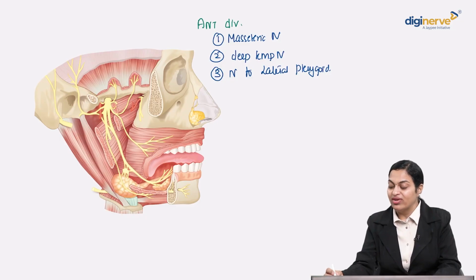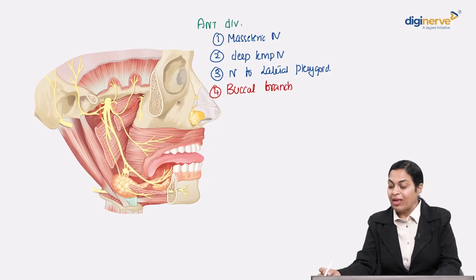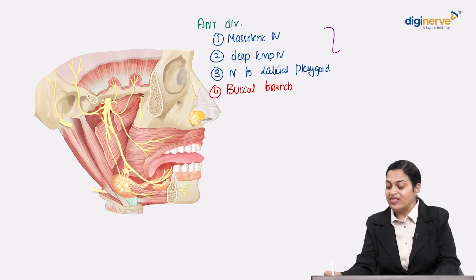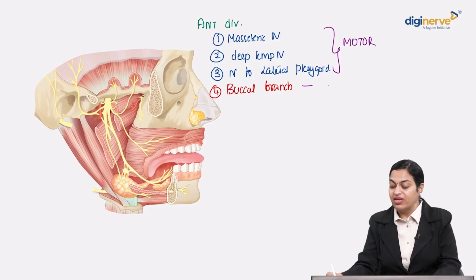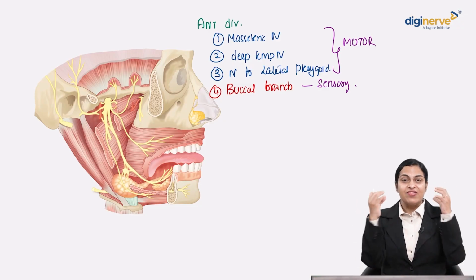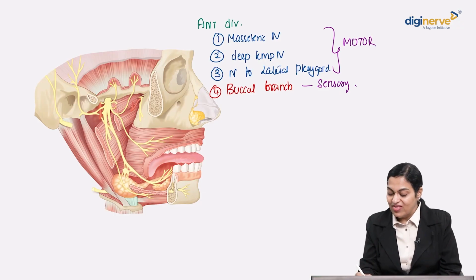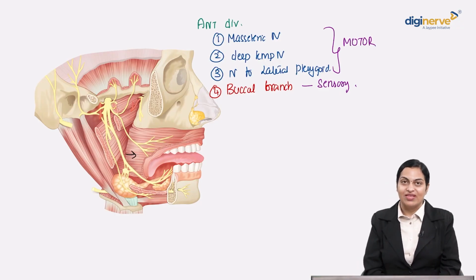And one more nerve, very important, the buccal branch of the mandibular nerve. Any guess why I am showing it in red color? Please remember, these three are motor. The buccal branch of the mandibular nerve is sensory. Why should it be highlighted? There is a muscle over the cheek called buccinator, right? This is your buccinator muscle.